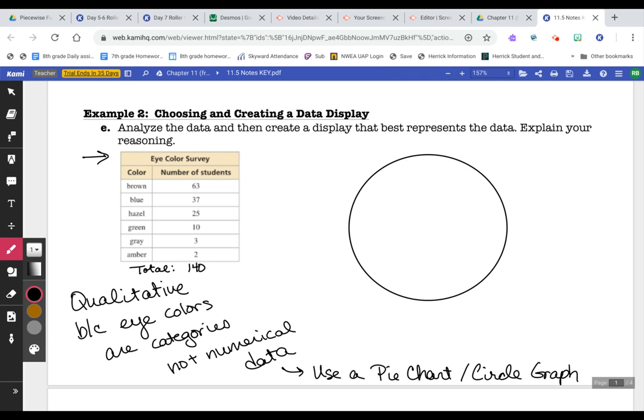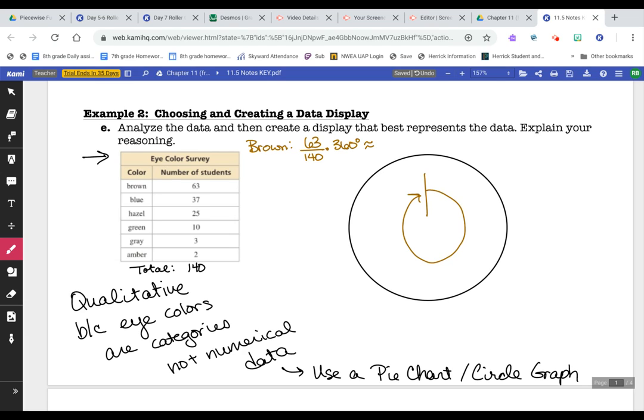So how much of the circle graph is going to be for brown-eyed students? The way you would figure this out is we have 63 brown-eyed students out of the total. Then we're going to take whatever that is and multiply it by 360 degrees. And the reason why is because the circle goes 360 degrees all the way around. So how many degrees is my angle going to be when I'm just taking in 63 out of the 140 students?